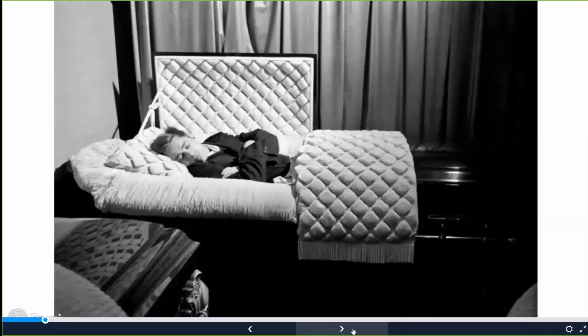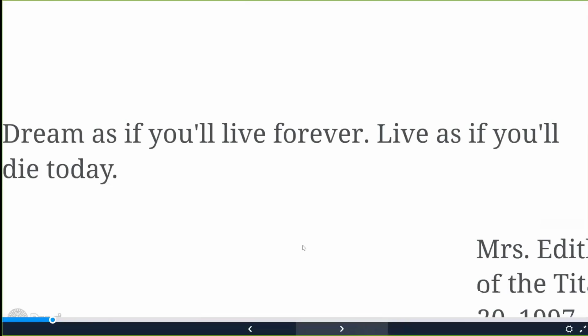This is James Dean lying in his coffin while he's alive. He was posing in it as just a, hey, this is me laying here. Sad enough, he died a week later in a car crash. Dream as if you'll live forever. Live as if you'll die today.